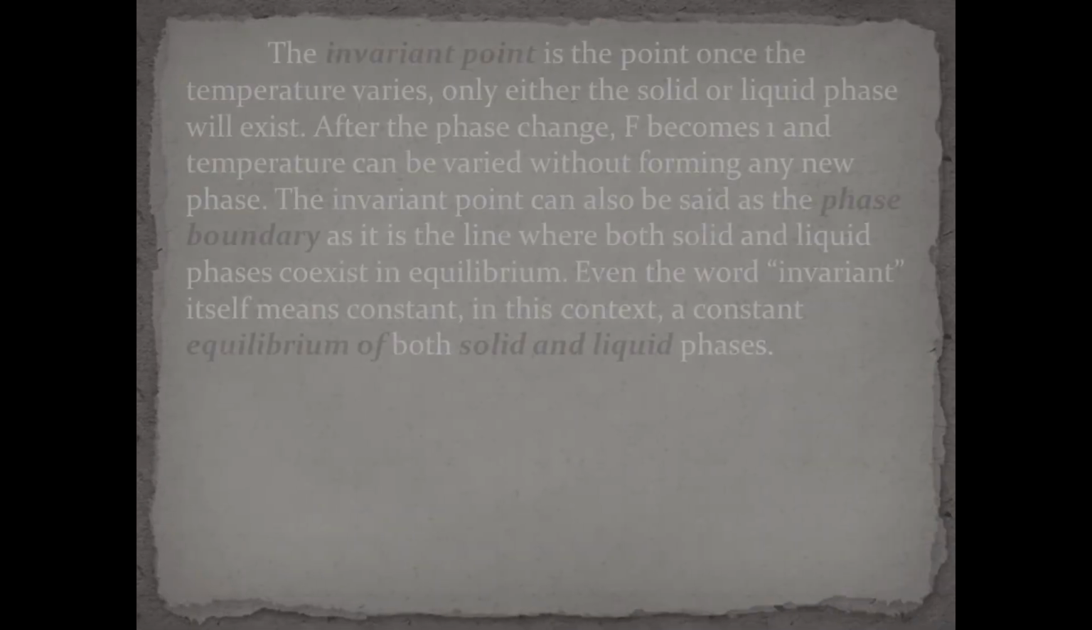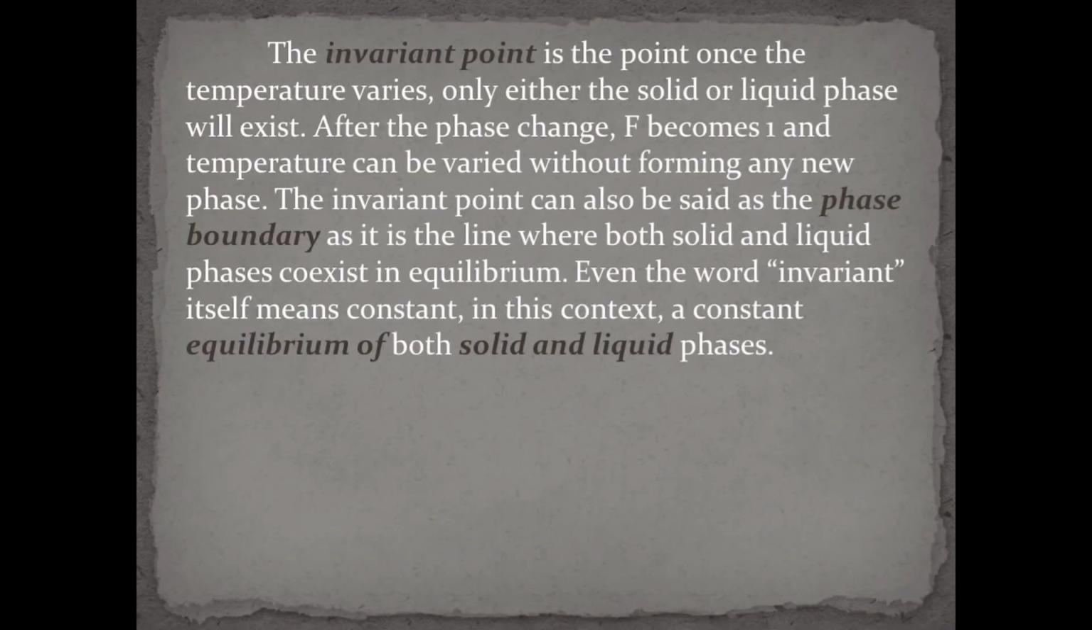The invariant point is the point where once the temperature varies, only either the solid or liquid phase will exist. After the phase change, F becomes 1 and temperature can be varied without forming any new phase. The invariant point can also be set as the phase boundary, as it is the line where both solid and liquid phases coexist in equilibrium. Even the word invariant itself means constant. In this context, a constant equilibrium of both solid and liquid phases.